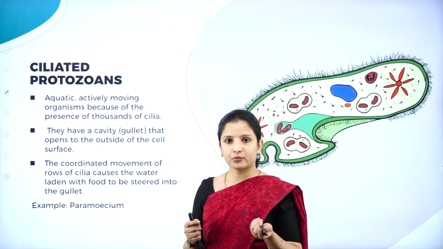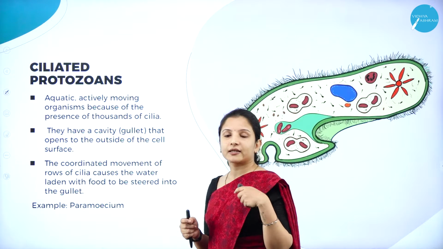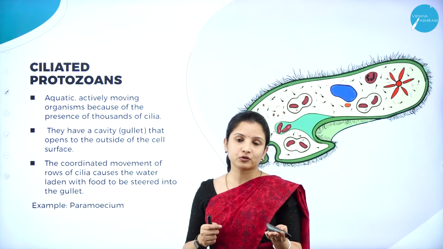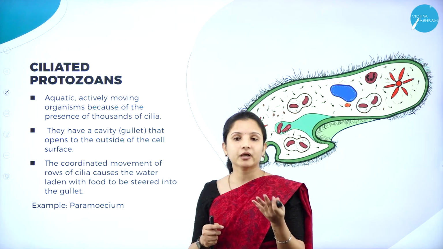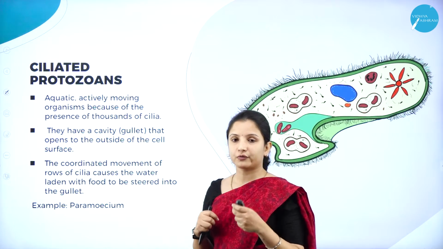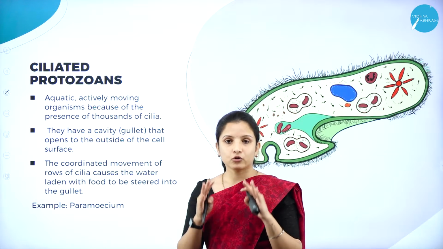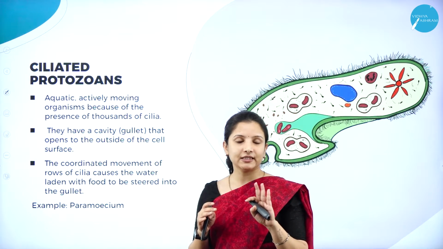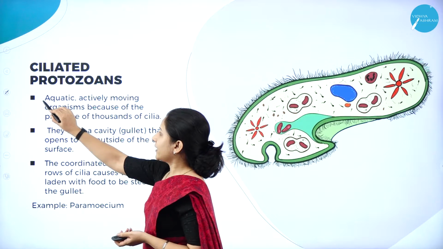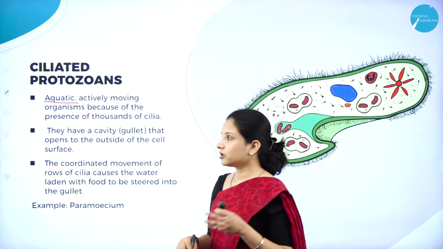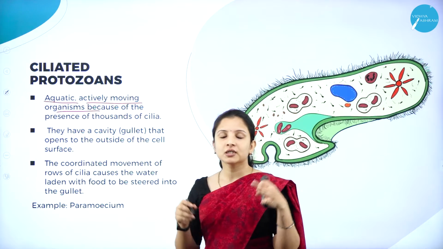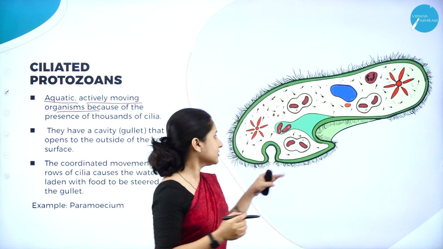Next are ciliated protozoans. I told you protozoans can have either flagella or cilia. So far we had studied the different types of protozoans which had flagella. We did not come across any protozoan which had cilia. So now we'll talk about the ciliated protozoans. These are protozoans which have the locomotory organ called cilia, which help in movement and make them motile. Ciliated protozoans are usually aquatic, water is their habitat, and they actively move because they have cilia, which you can see here.